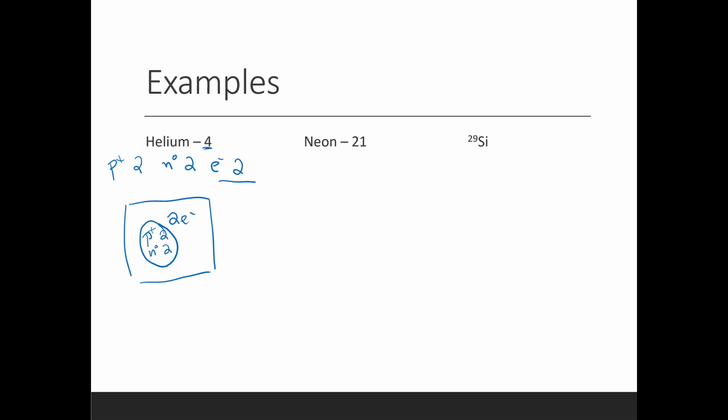Next up is neon 21. So again, first thing we need to do is determine the number of protons. Neon is number 10 on the periodic table, so we have 10 protons. To determine the number of neutrons, we take 21 minus 10, so we have 11 neutrons. And then for the electrons, we have the same number as our protons, since this is a neutral atom. So we have 10 electrons.